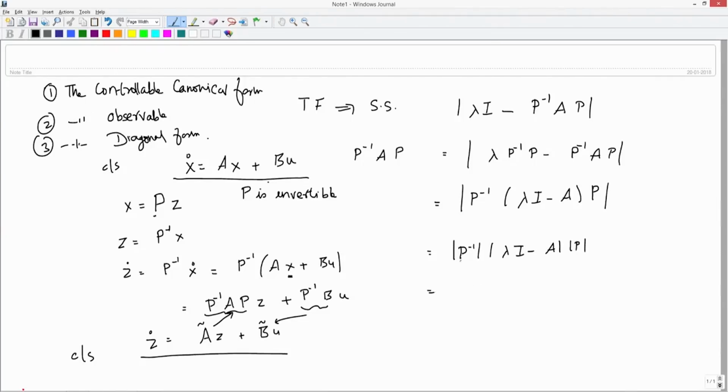So, what am I left with? This guy cancels with this guy, and I am just left with lambda I minus A. So, if I equate this to 0, I get the poles. Which means that if I write this down in summary, lambda I minus P inverse A P is lambda I minus A is 0. So, the characteristic equations are the same, which means that the poles here and the poles here would exactly be the same. So, almost like nothing changes, right.